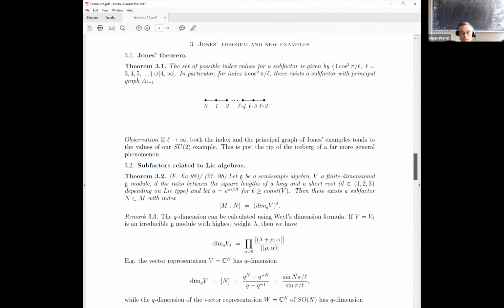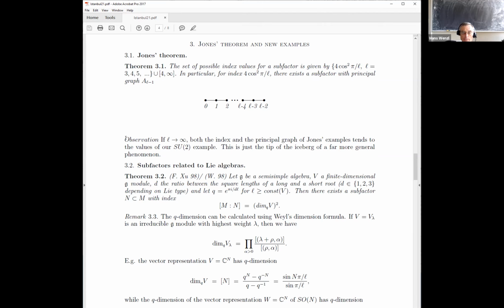So let me restate Vaughan's theorem, which Sorin already mentioned. The set of possible index values is given by a discrete series, 4 cos squared pi over L, which converges to 4, and a continuum of index values between 4 and infinity. What's also interesting, at least in my setting, is that the examples he gave for this 4 cos squared pi over L were given by the finite graph A_{L-1}.